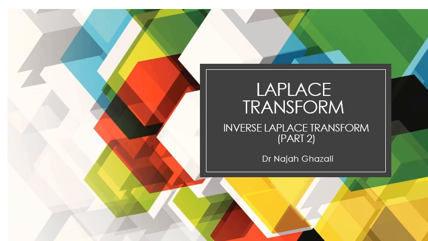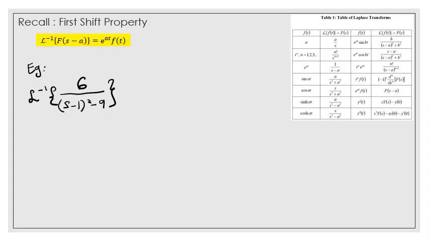In this topic, I will continue on the Cauchy property and we will also touch a little bit about the partial fractions. Okay, let's do some recall. In the previous example, we have learned about finding the inverse Laplace transform by using the Cauchy property.